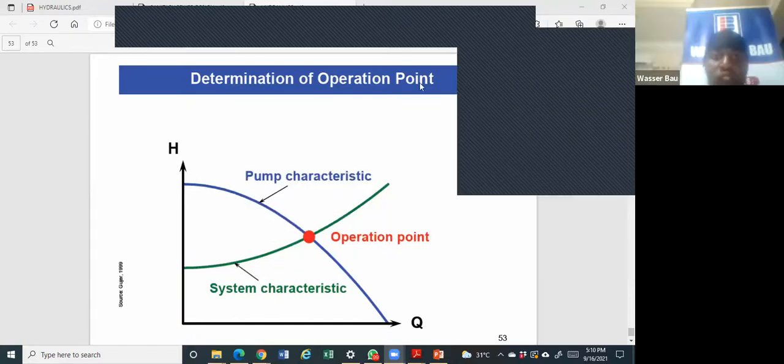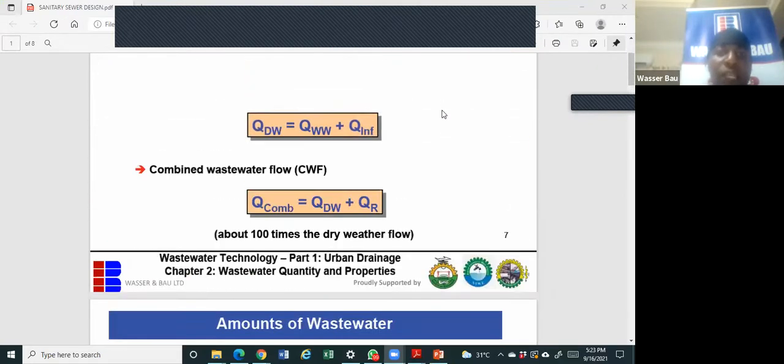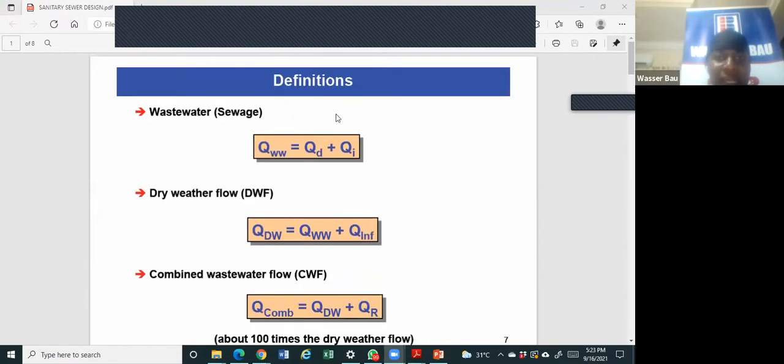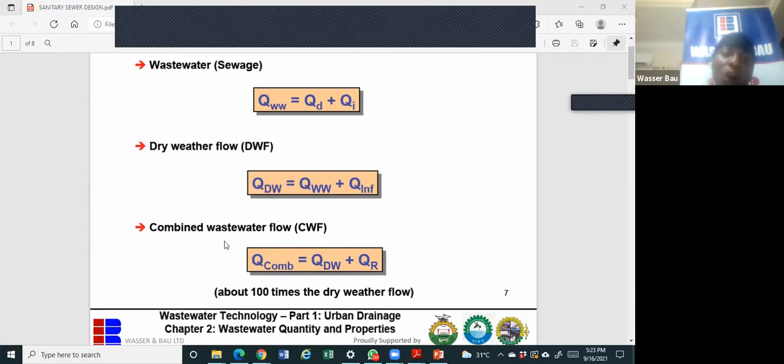For the sewer design, your focus will be wastewater or sewage flow, Q, which will be made up of the dry weather flow plus the infiltration flow. The dry weather flow is the wastewater flow plus the inflow from other sources, unaccounted for. Then the combined wastewater flow is the dry weather flow plus the runoff.